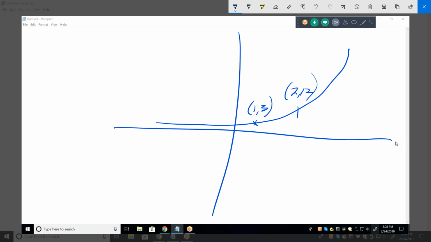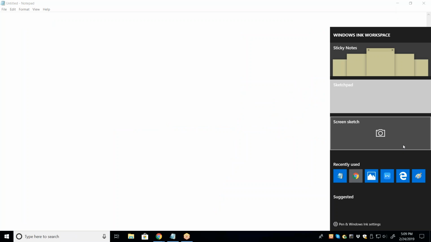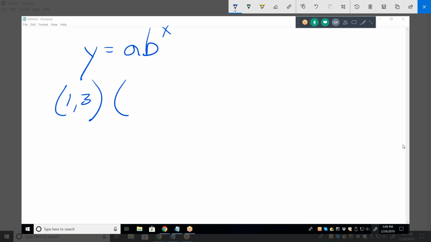What's the general format for an exponential function? y equals ab^x, or a times b raised to x, yeah. And they told us that it goes through the point (1, 3), and it also goes through the point (2, 12).